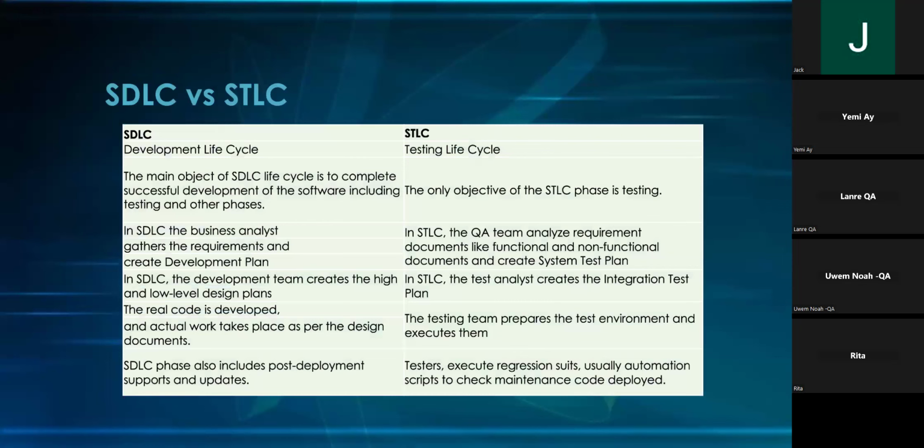So the difference between them: the software development life cycle is what we call SDLC. This is the development life cycle. STLC is the test life cycle. The main objective of the software development life cycle is to complete successful development of the software, including testing and other phases. But for STLC, the only objective is the testing phase. It's just testing. So in SDLC, the business analyst gathers requirements and creates a development plan.